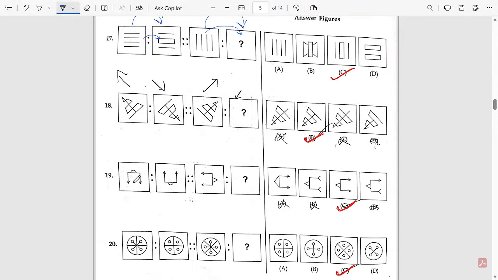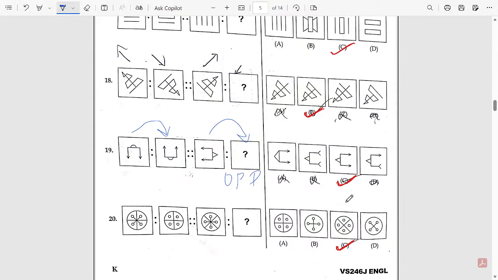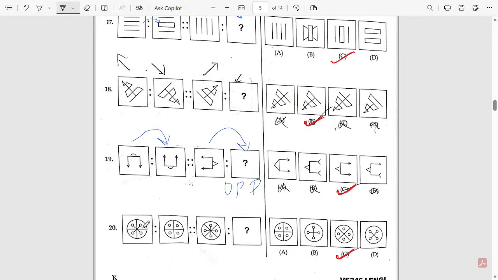Now the 19th answer. Here also it is opposite, so if you rotate it opposite, the answer will come as option C. Good. Now for the 20th question, the lines joining in the middle are removed. The same way, if you apply it here and remove the joining lines, the answer will be option C. Okay, good.